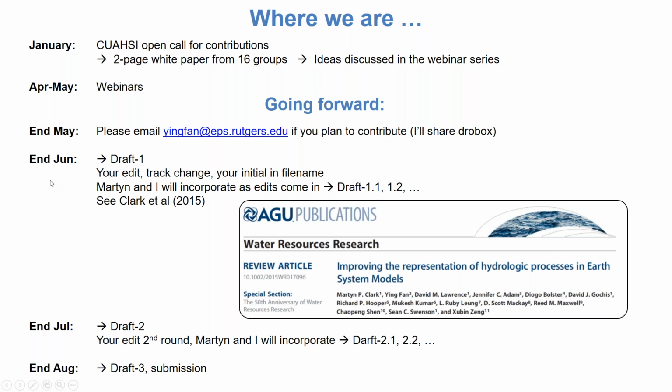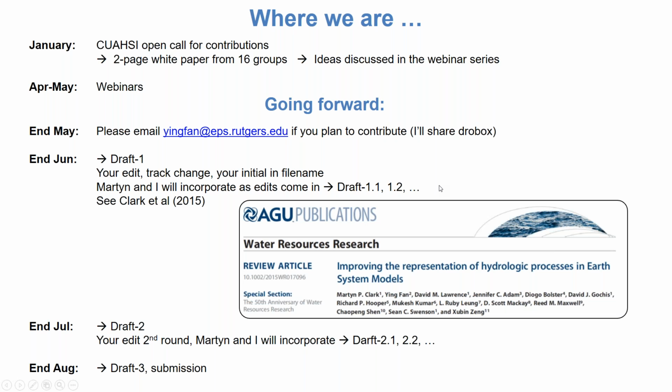And then, through this month of June, Martyn and I will produce a draft 1, and we'll put it in the Dropbox. And then in the month of June, please put in your edits. Please track changes, and please put a new version with your initials in the file name, so we don't have multiple versions. And then Martyn and I will incorporate the edits as they come in. And then we will produce draft 1.1, 1.2, etc.